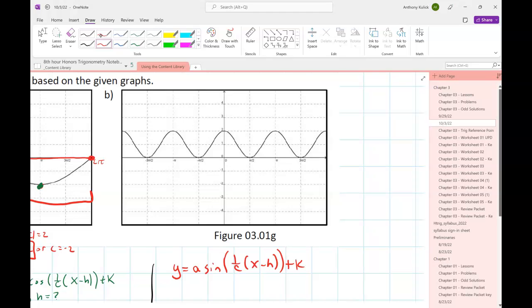Okay. So how did we start? First thing we look for is midline. Where's the midline at? Looks like y equals 1. And what does that tell us then? Gives us our value for k right away. Sound good so far? What's the next thing we look for?